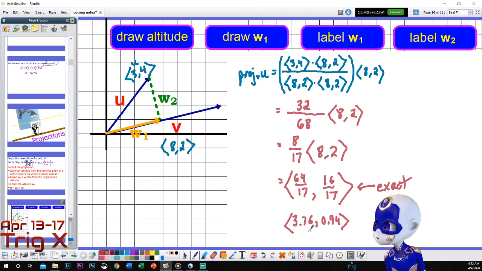Now this says that the vector is going to the right 3.76, so 1, 2, 3.76, going to be like there, and then I'm going to go up 0.94, so up to almost 1 from there, and that would take me there. Look at that. That worked out perfectly, didn't it? Alright, so that's a quick, easy way to check your answer.